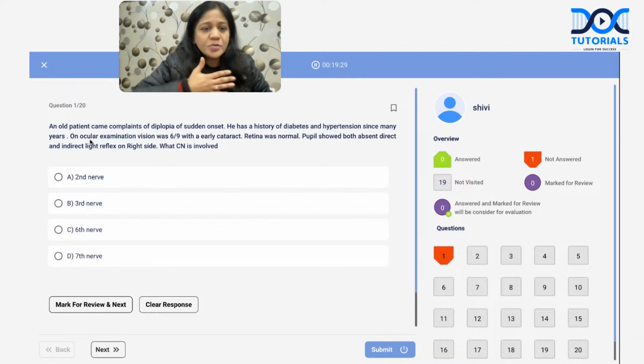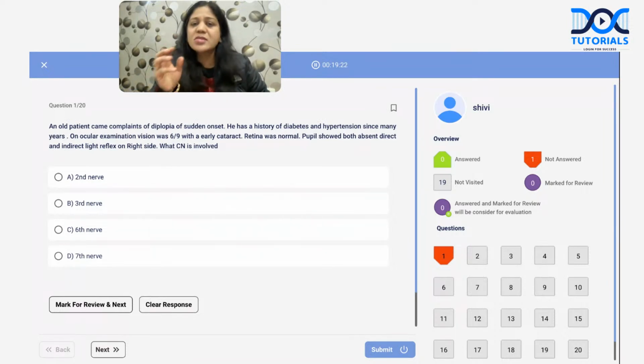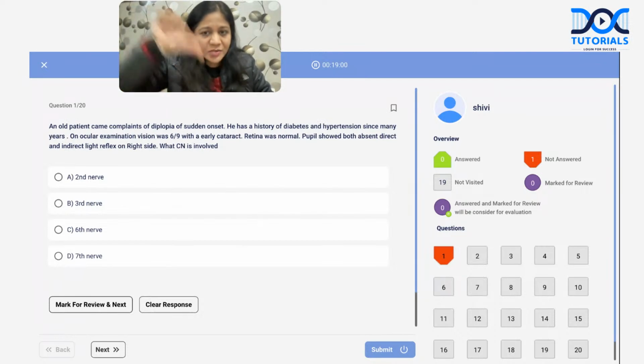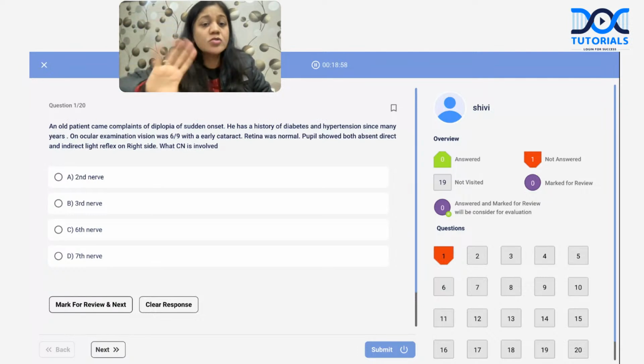Okay, now he came to me. There is a diplopia of sudden onset, and when I checked, vision was nearly good. Okay, vision was 6/9, which is supposedly a good vision, isn't it? Now early cataract bhi hai, theek hai, old hai, early cataract expected hai. Now when I checked the retina, retina was normal. Pupil showed both the absent direct and indirect light reflex on the right side. So what he says, diplopia हो रहा है, रेटिना नॉर्मल है, विजन नॉर्मल है, but pupils में direct light reflex gone, indirect light reflex is also gone.